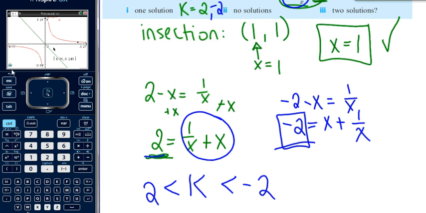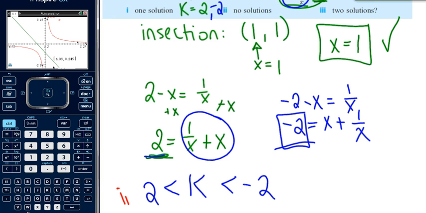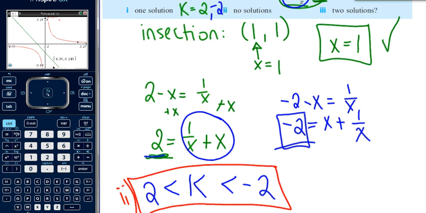So we could try -1. And again, we get no solution. We could try +1, and again, we would get no solution. So the answer to number 2 here is k has to be between 2 and -2. I should have written that the other way around, -2 and 2.